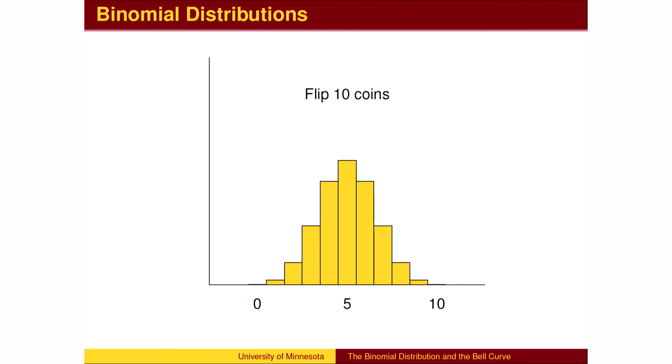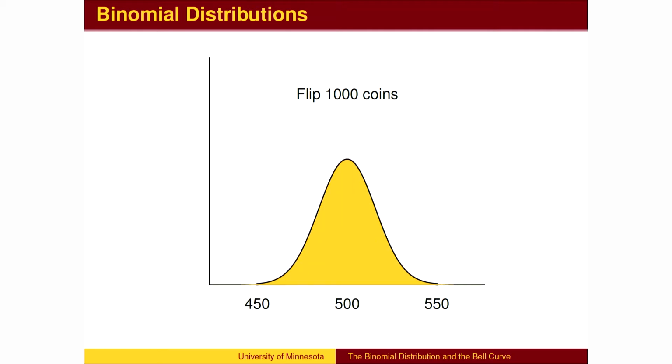The central bar, which represents 5 heads, is now getting thin. The probability of getting exactly 50% heads is shrinking, but most of the probability is gathered close to this central average. At 1,000 coin flips, the bars are now too thin to see individually, and the curve looks smooth. The extremes have all but disappeared.